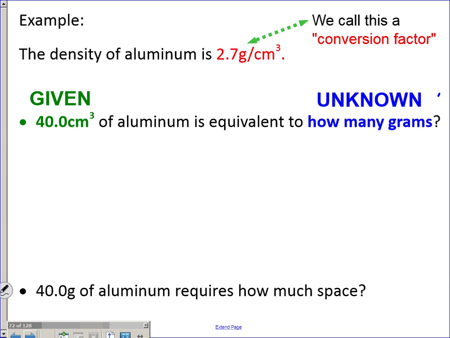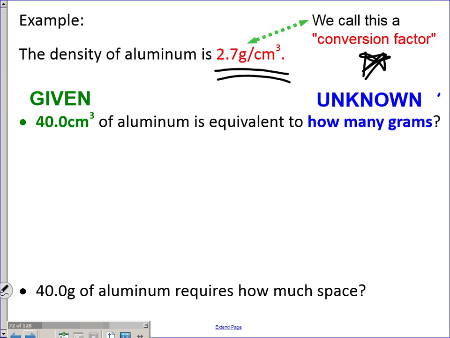So again, my density that's given here, and this one's not on the paper I provided for you. This is some samples first. The example here says aluminum's density is 2.7 grams per centimeter squared, or cubed. That's our conversion factor. Generally in a problem, you'll have something given to you called a conversion factor. And how can you really identify it? You're going to be looking for something with a fraction in it.